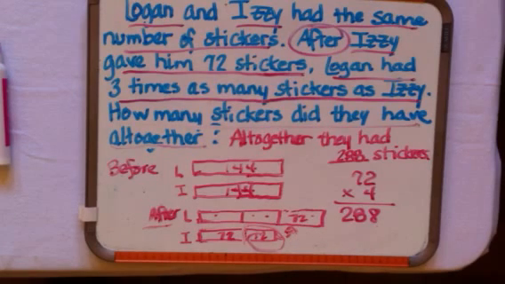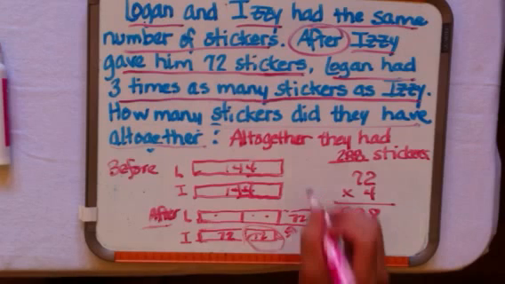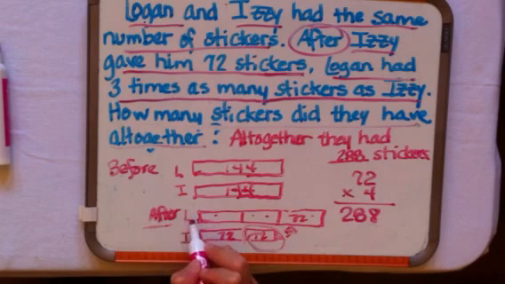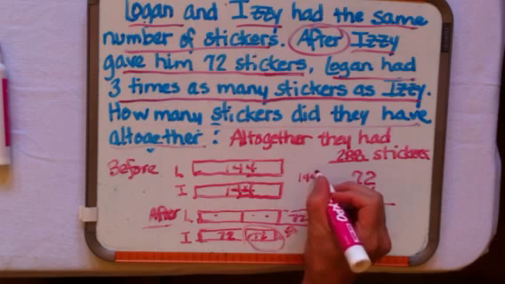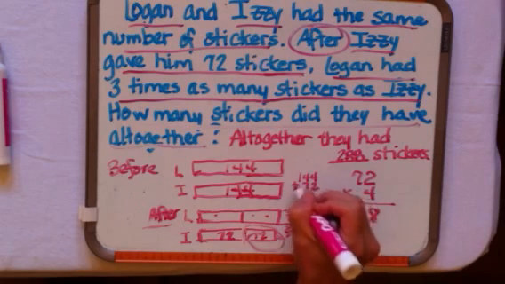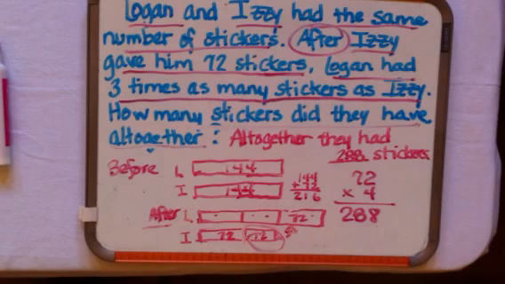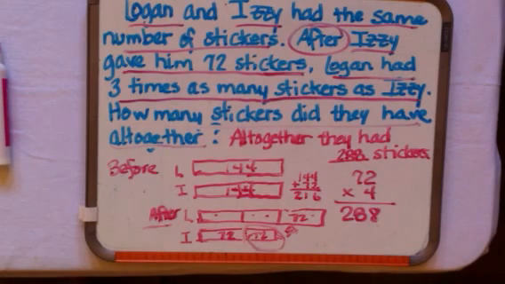Well, let's see if these add up properly. So Logan's amount after he receives more stickers would be 144 plus 72, which is 216. And we already said that Izzy would have had 72 at that point. And 216 plus the 72 does equal 288. So it seems like we did this problem properly, and together they had 288 stickers.